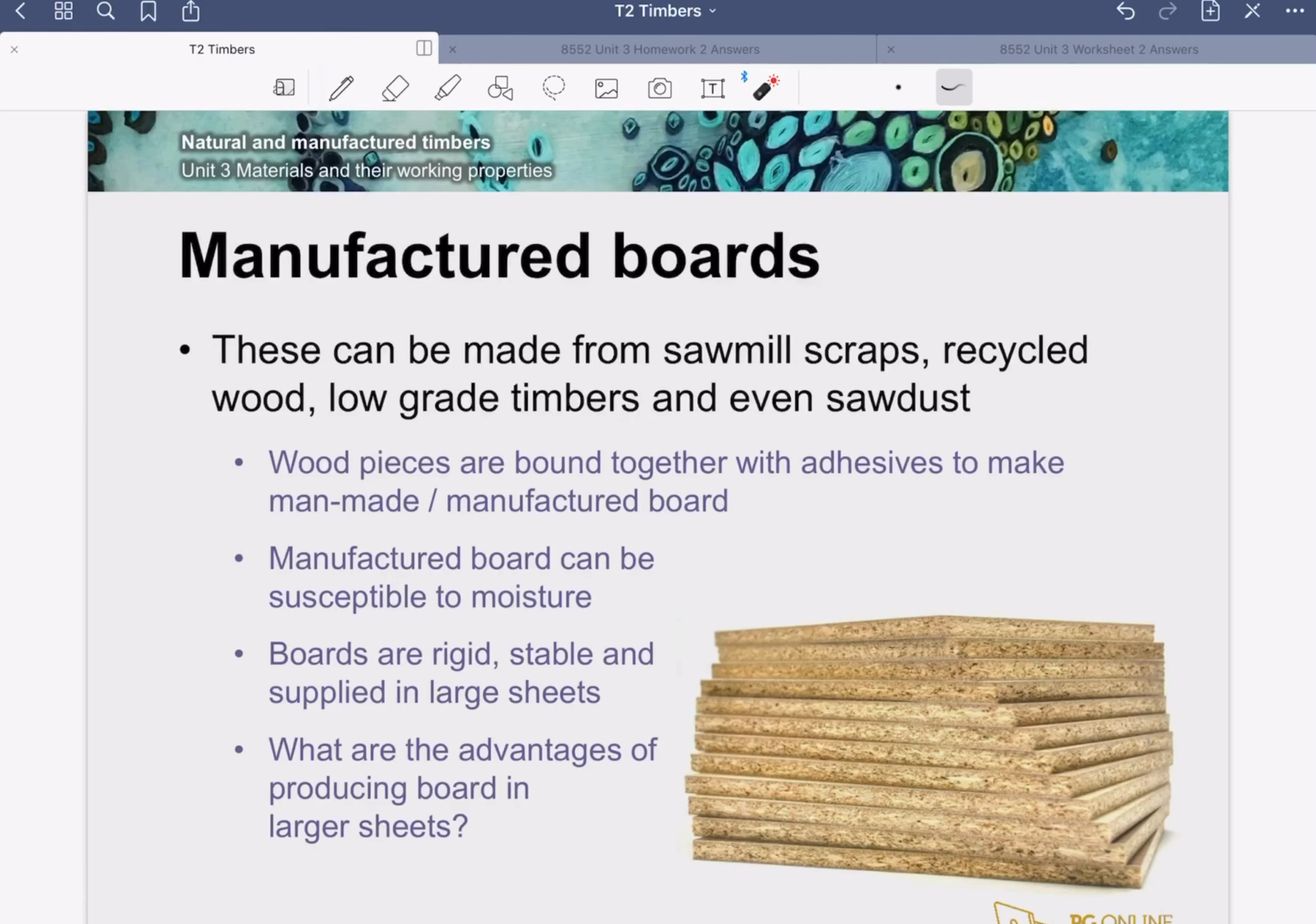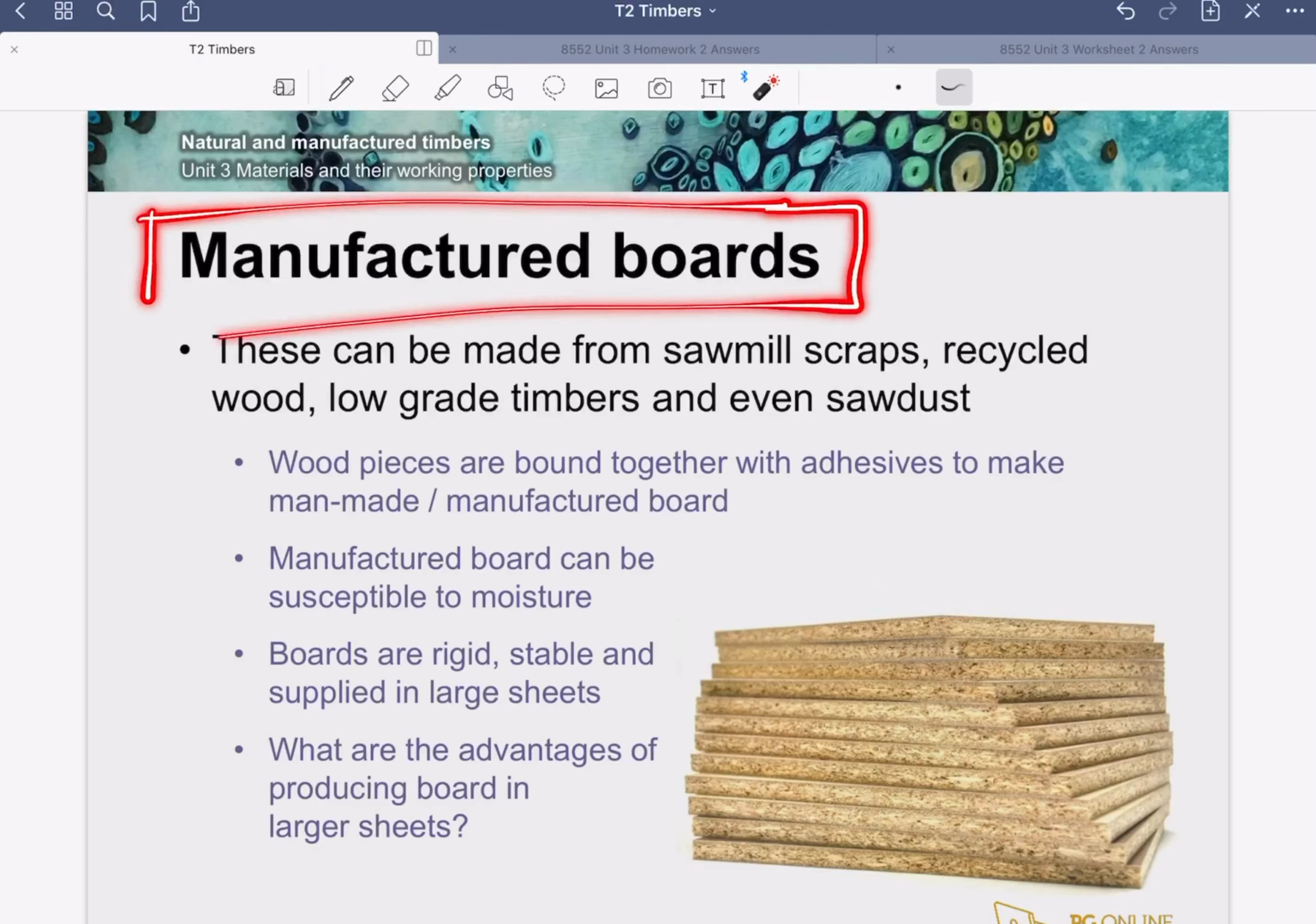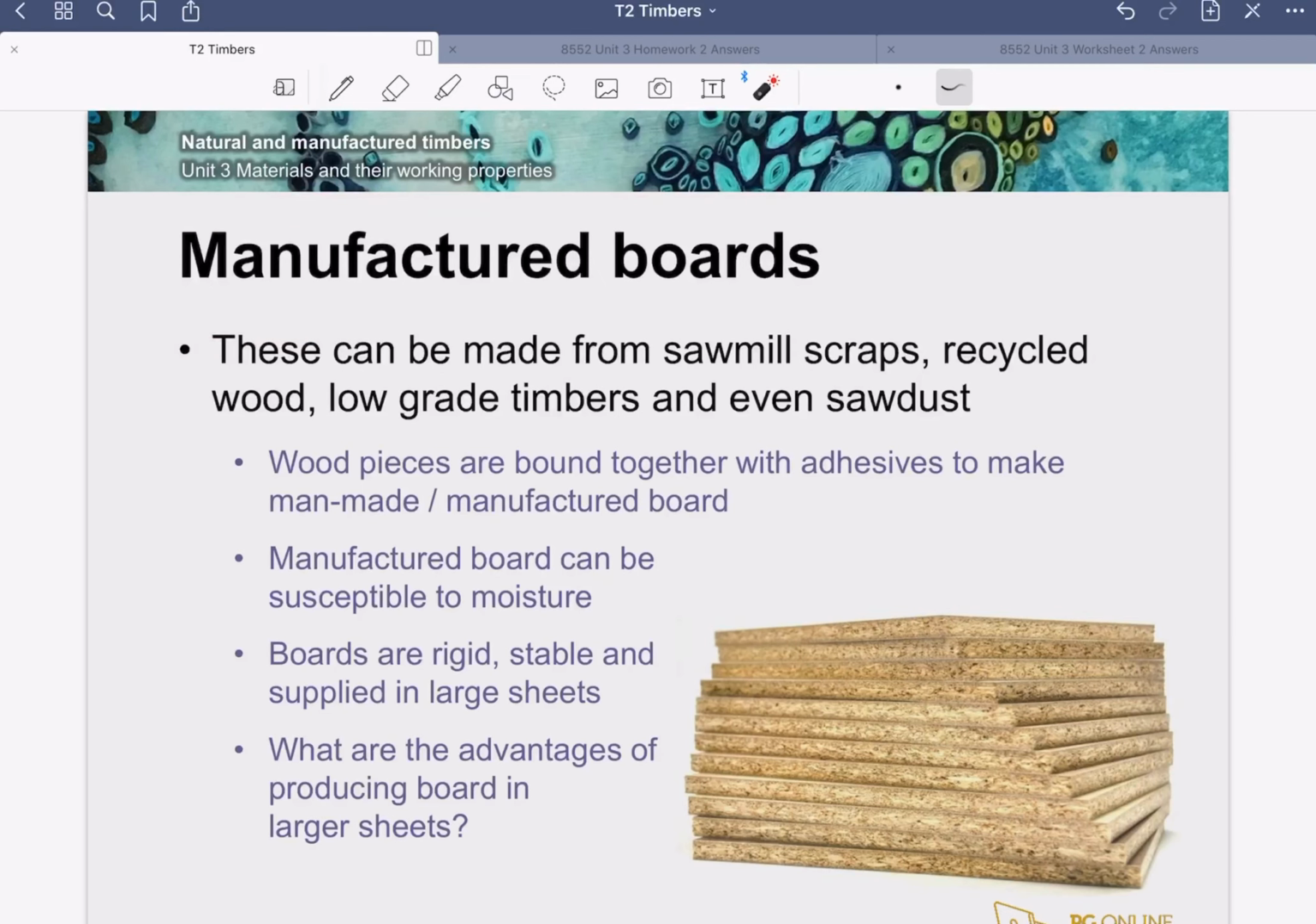The third kind of category, I suppose, of woods: we have our hardwoods, we have our softwoods, and we have our third category that you must be aware of, and that's the manufactured boards. Now, these are made up from the sawmill scraps. So this is the low-grade timbers and sawdust and offcuts and little bits that are left over. And these are generally bound together with adhesive, so they're glued together, and they create our manufactured boards.